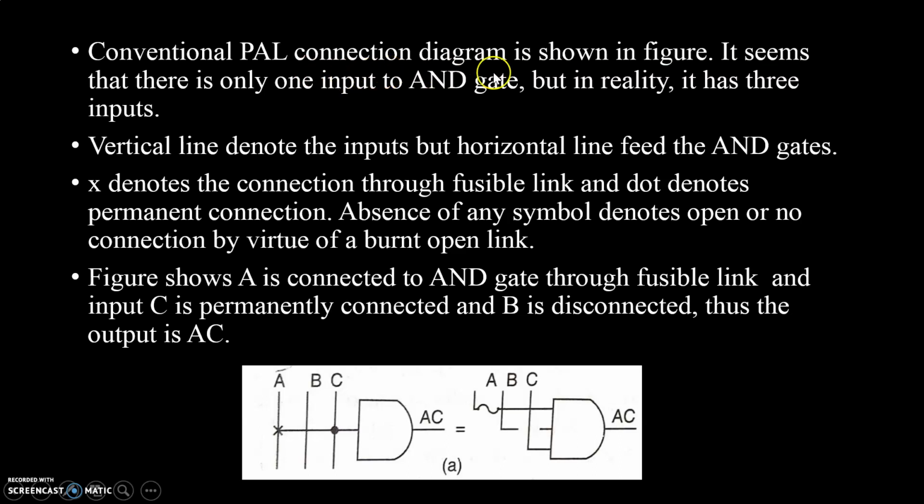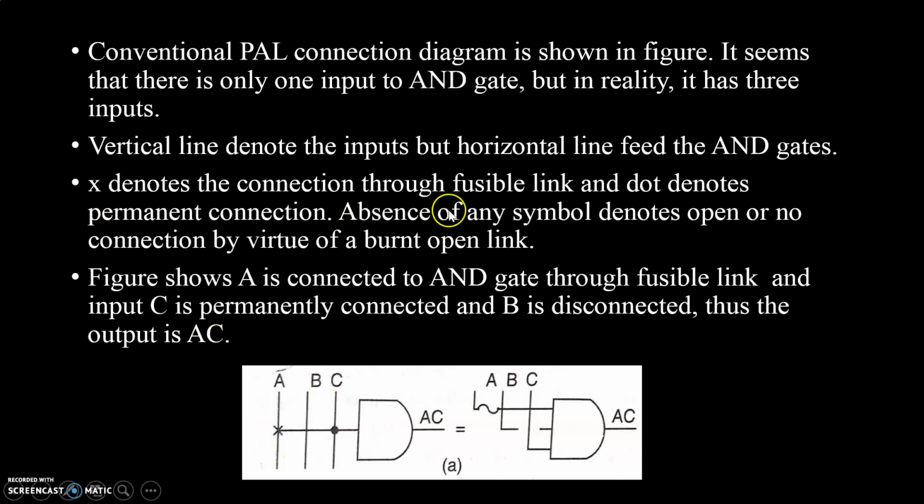A conventional PAL connection diagram is shown in the figure. It seems that there is only one input to the AND gate. You can see this diagram. To the AND gate, it seems that there is only one input. But in reality, it has 3 inputs A, B and C. The vertical line denotes the input and the horizontal line feeds the AND gate.